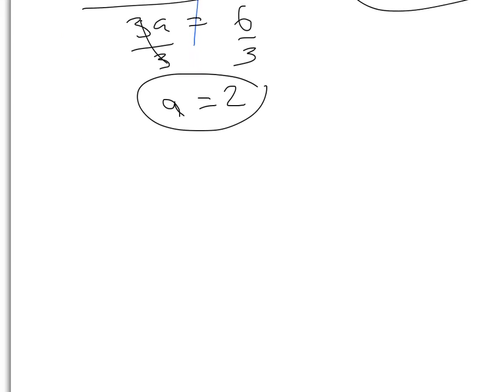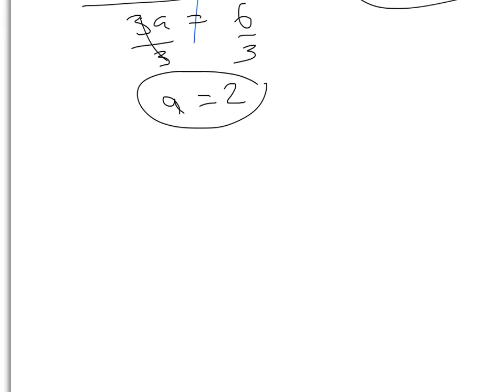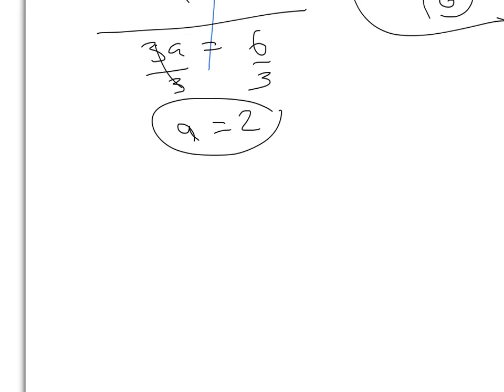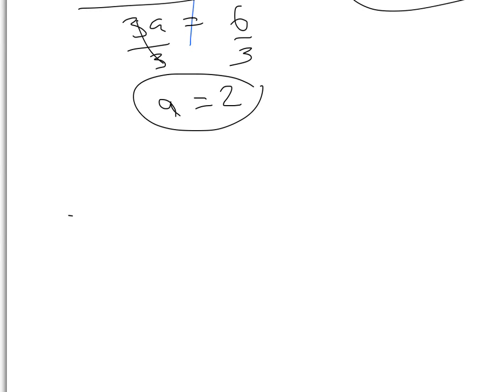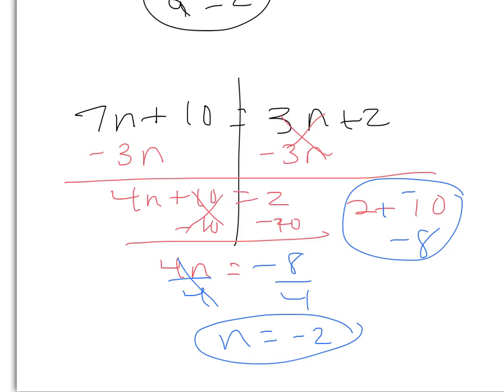Okay, I'm going to give you one more to try, and then you will be on your way. Next one is 7n plus 10 equals 3n plus 2. So go ahead and try that one, and then that'll be it. All right, here's the work for the next one. Again, we have a 7n and a 3n, so I subtract 3n from both sides. 7n minus 3n is 4n plus 10 equals 2.